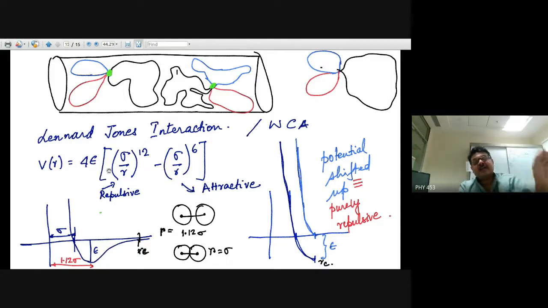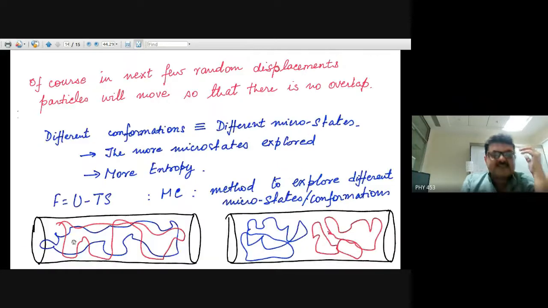If you calculate dV/dr equal to zero, where is the potential minima, you calculate that r, and it is exactly equal to 2 to the power 1 by 6 sigma, sigma being the diameter of the two particles. So basically, if these two particles touch each other, the distance between the monomers is sigma. If R equals sigma, then the potential would be zero here.